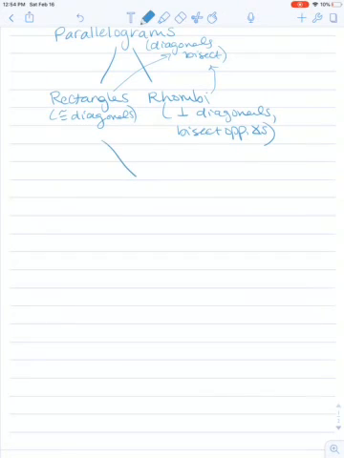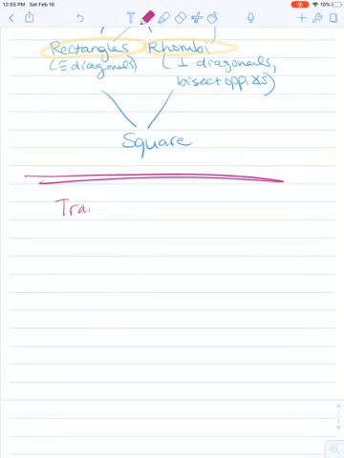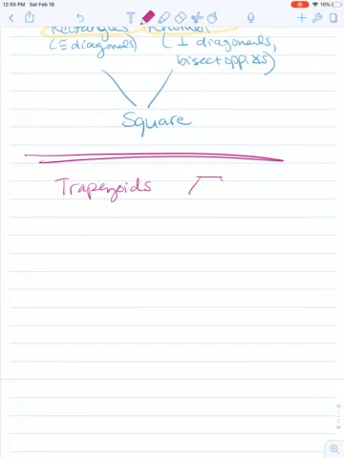Okay, and then the rectangles and the rhombus get together, they make a baby, and they make a square. A square is a type of rectangle and rhombi. So a square has all the properties of parallelograms, rectangles, and rhombi. So it's got all the things. Okay? And then separately, you need to know that trapezoids are quadrilaterals with one pair of opposite sides parallel, and consecutive angles are supplementary. So they add up to 180 here, and they add up to 180 here.